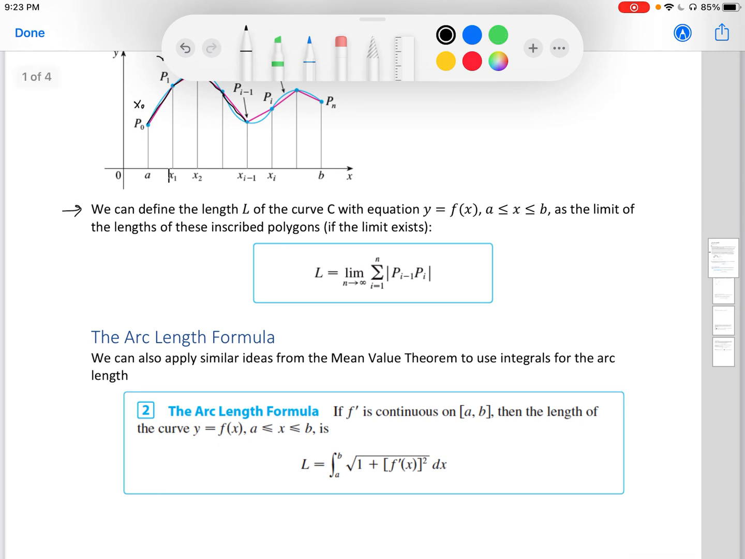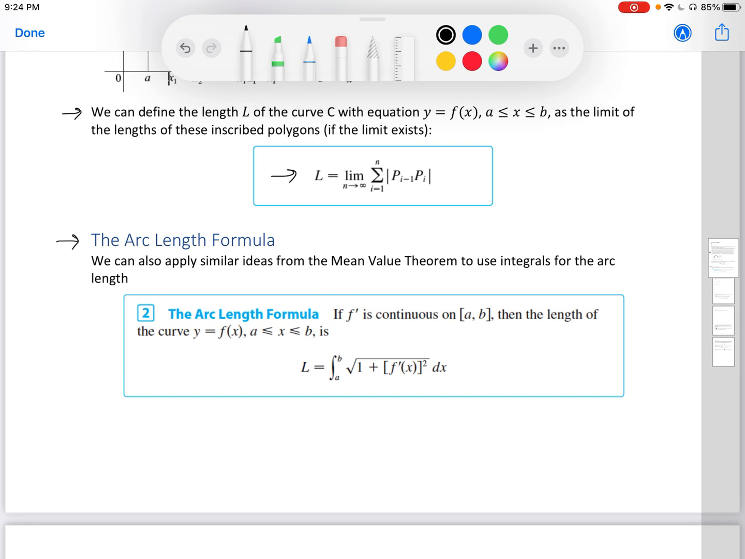We define the length of the curve C with the equation y equals f of x, for a less than or equal to x less than or equal to b, as the limit of the lengths of these inscribed polygons, if the limit exists. The equation is L equals the limit as n approaches infinity of the sum, with i equal to 1 all the way to n, of the length of P_(i-1) P_i.